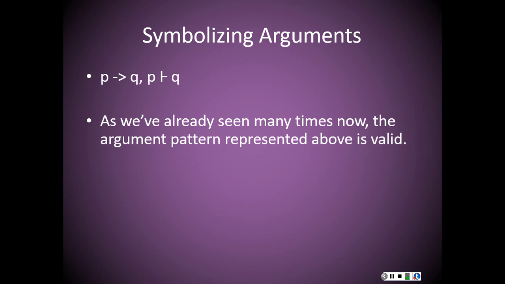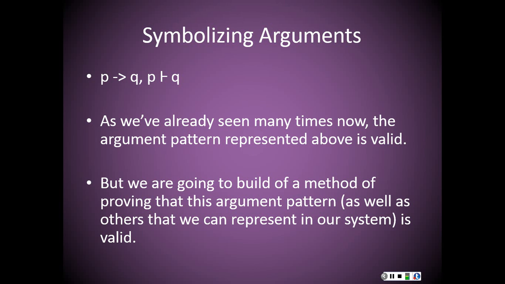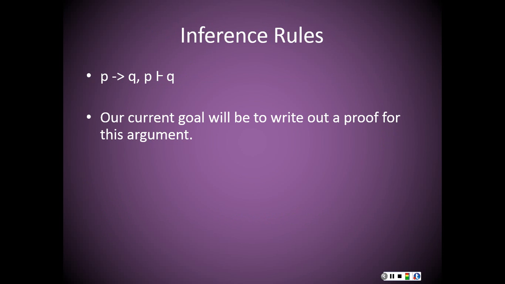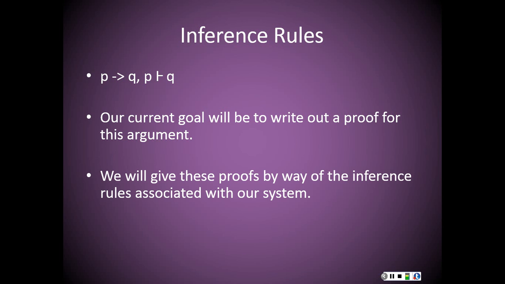Now, as we've already seen many times now, the argument pattern represented above is valid. It's formally valid. But we're going to build a method of proving that this argument pattern, as well as other argument patterns that we can represent in our system, are valid. So let's get started on that task. Our current goal is going to be to write out a proof for this argument. That is, to write out a proof that demonstrates that this argument pattern is valid.